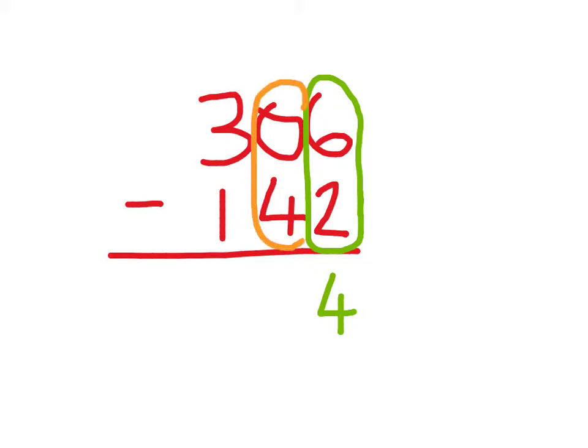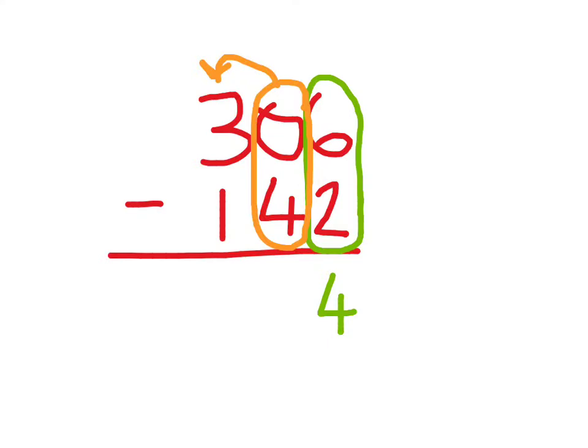I have 0, and I want to take away 4. If we think about that, I have 0 dogs, and I want to give away 4. I have 0 chocolates, and I want to give out 4 of them. I have 0 lollies, and I want to eat 4 of them. We can't do that. We can't eat 4, take 4, or give 4 if we have 0. So we have to go next door and ask our friends in the hundreds house if we can have one.